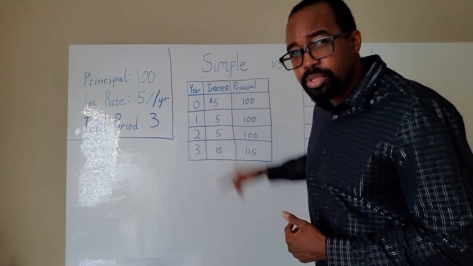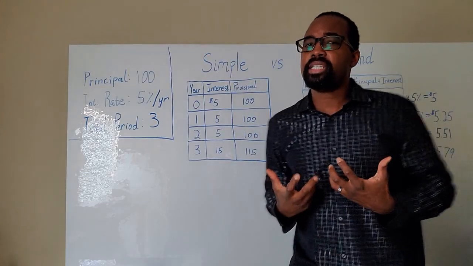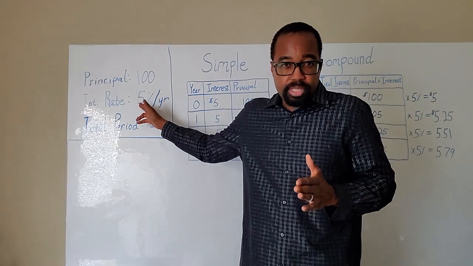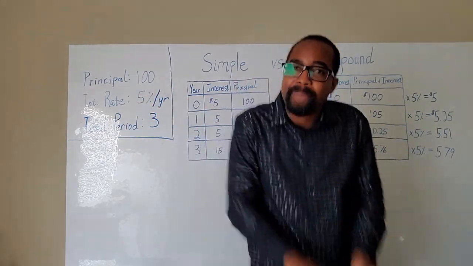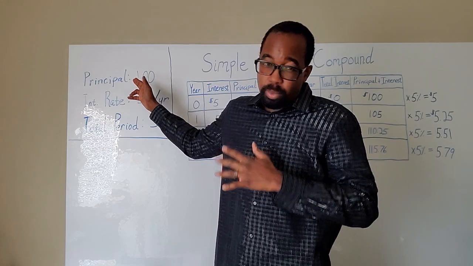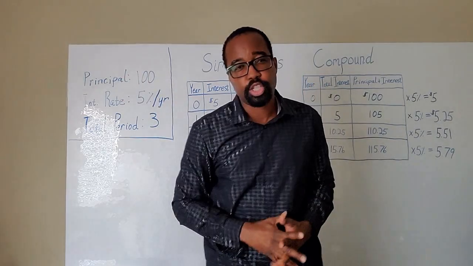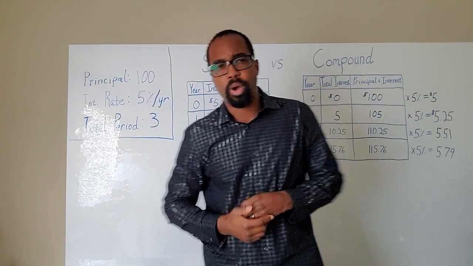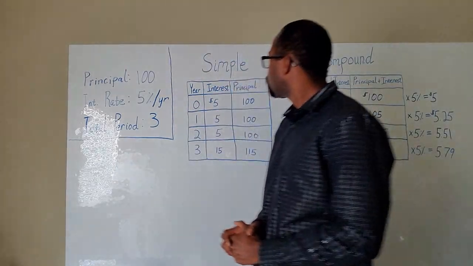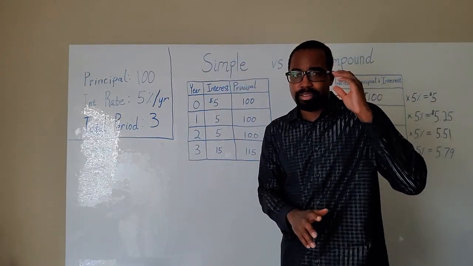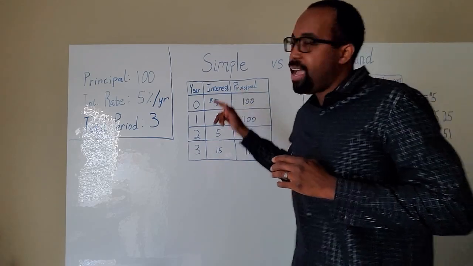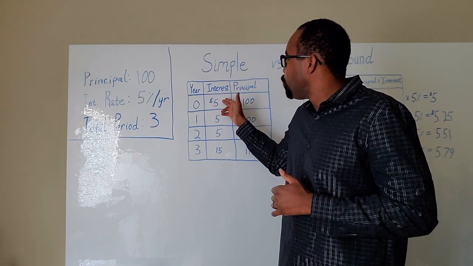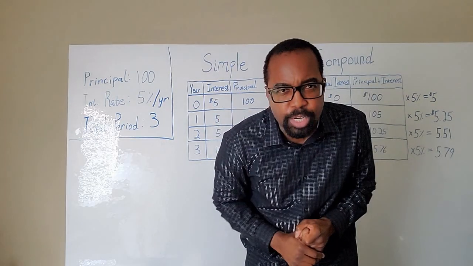Now, this is simple interest, folks. How you're calculating simple interest is you take the rate of interest, which is 5%, and you multiply that by the principal, which is $100. Now, do that calculation right now. What is that? $100 multiplied by 5% is what? We're here all day, huh? All right, it's $5. So that's what you have in year 0.